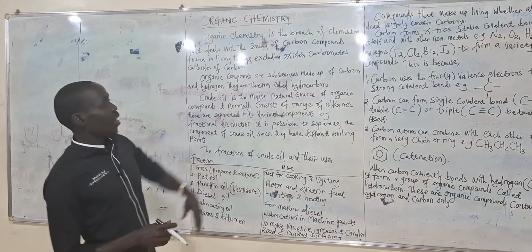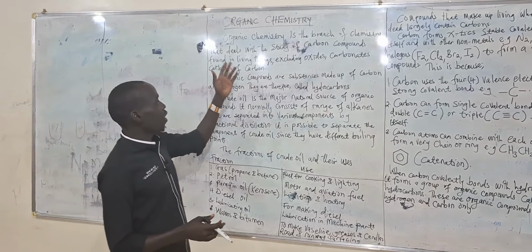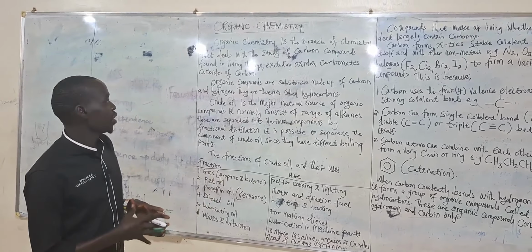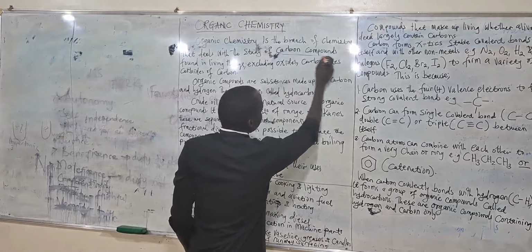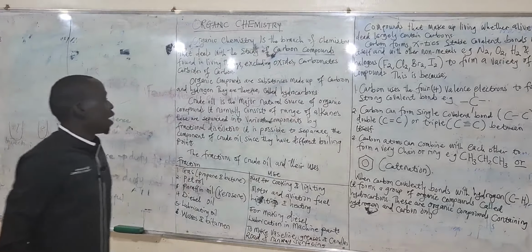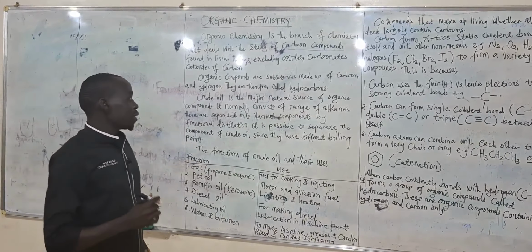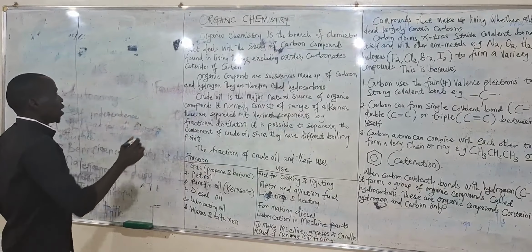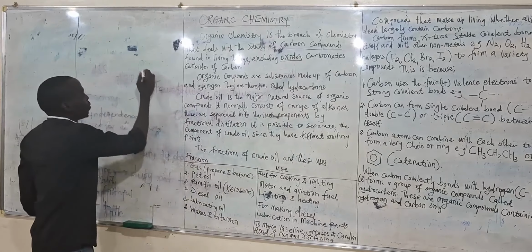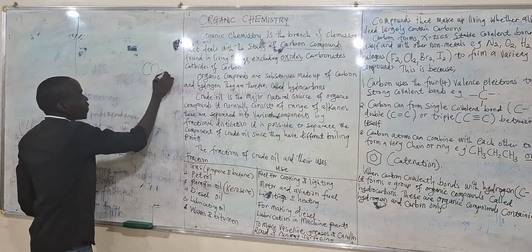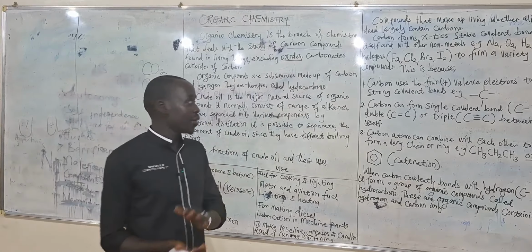This is the first part of organic chemistry, the introductory part. Organic chemistry is just a branch of chemistry that deals with the study of carbon compounds. We are going to start with the carbon compounds found in living things, but at the same time, we are going to exclude the oxides of carbon. When we talk about the oxides of carbon, meaning carbon dioxide and carbon monoxide, we are not going to talk about them in organic chemistry.